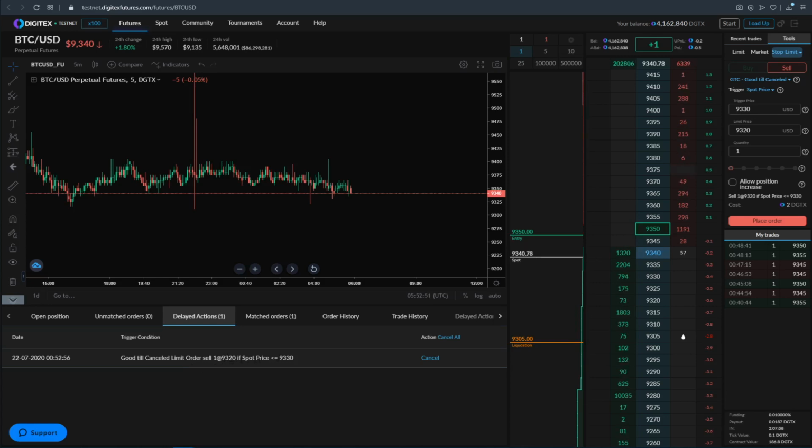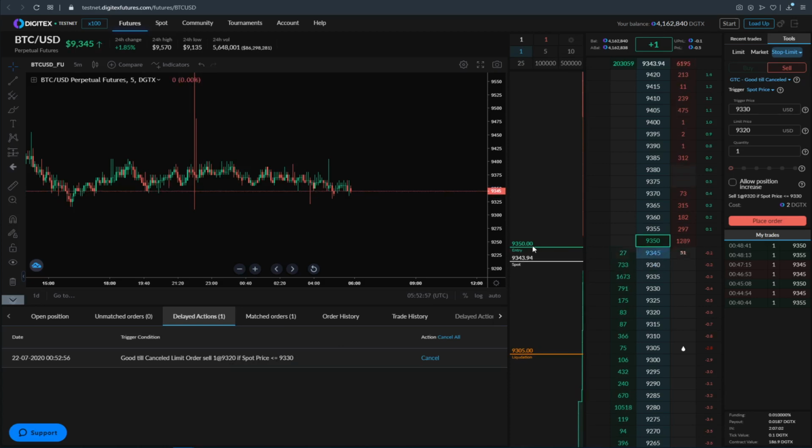And then if spot price is 93.30. So just to reiterate this one more time, I'm in a long position at 93.50. If the spot price hits 93.30, it places a limit sell at 93.20. If there's liquidity up here, whenever that happens, when it triggers at 93.30, I'll get filled up higher. If there's not liquidity, then I'm alright with getting filled down to 93.20 because that's what I specified.